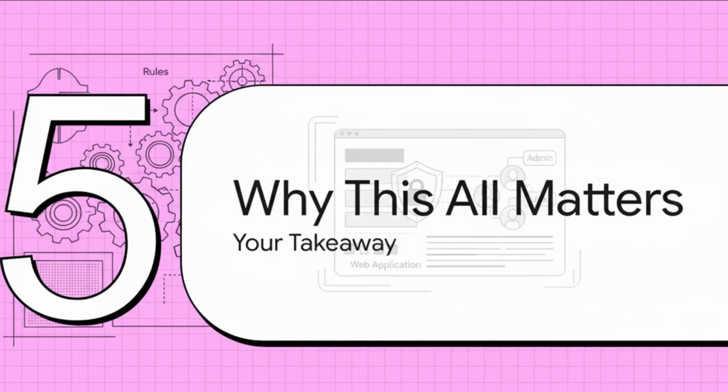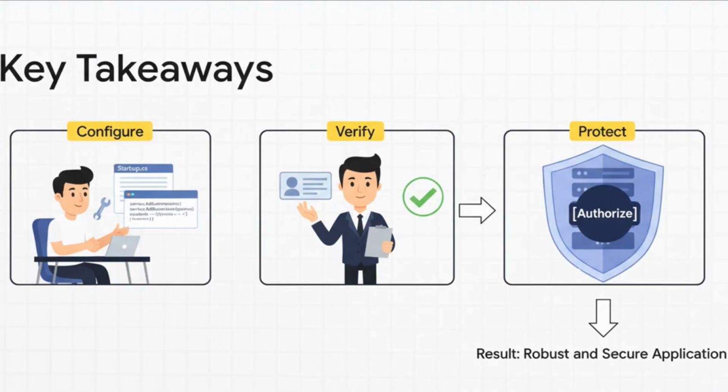Whew, okay, we have covered a lot of ground, from big ideas all the way down to a few lines of code. So let's zoom out for a second and wrap this all up with the key takeaway. It really all boils down to this simple, repeatable pattern. First, you configure your rules in one central place. Then, you verify each user's identity and assign their roles every time they show up. And finally, you protect your sensitive code with a single simple attribute. If you follow this pattern, you are going to have a robust and secure application every single time.